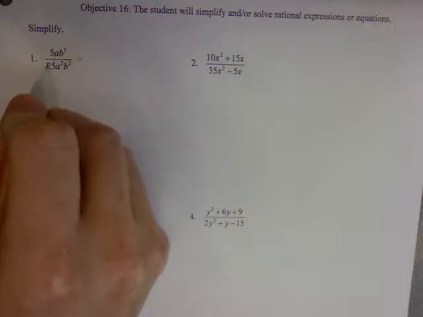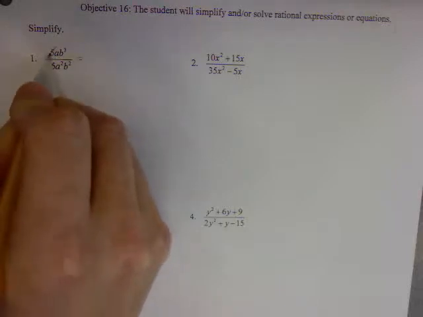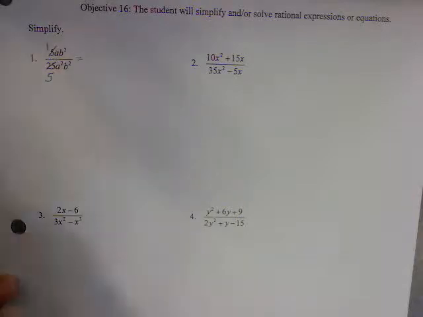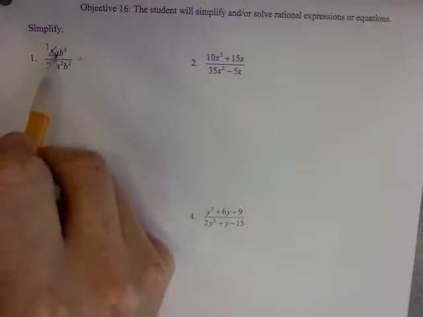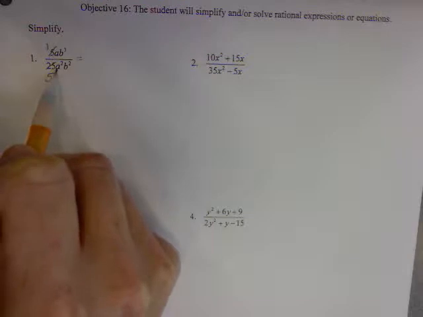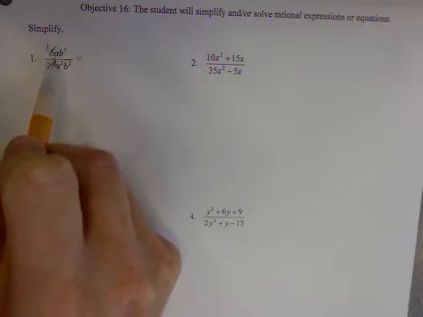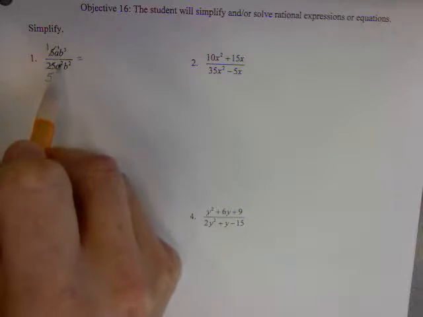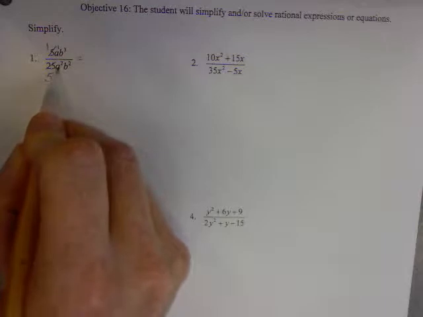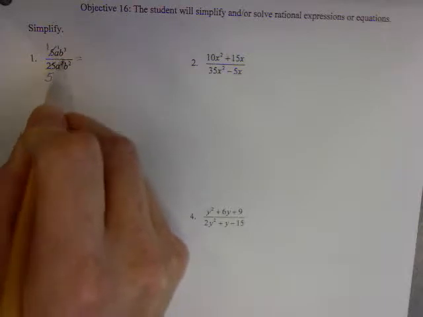So we can take the 5 and the 25 and reduce. 5 goes into 25 5 times, so the 25 becomes a 5, the 5 becomes a 1. There's one a in the numerator and two a's in the denominator, so when we cancel out, you subtract exponents. So this is a to the first and this is a to the second, so 2 minus 1 is a. Since the a in the denominator is larger, we'll keep the a in the denominator.